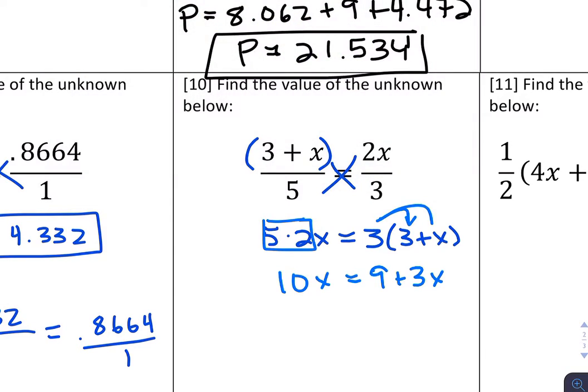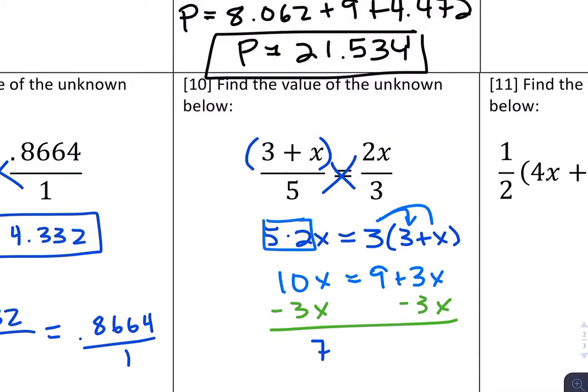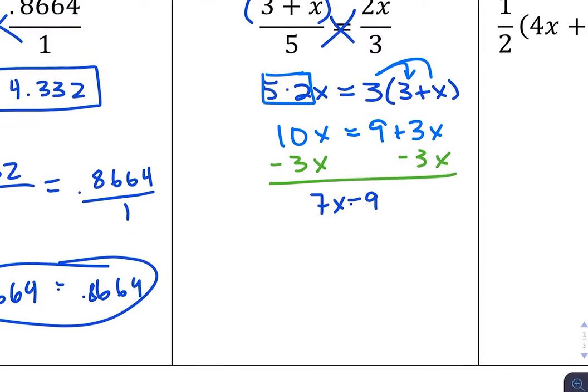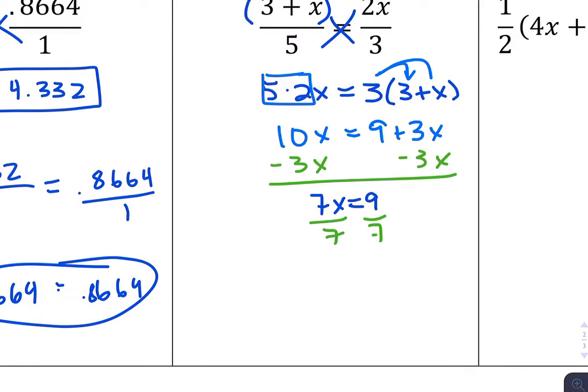Now we're definitely back into like Algebra 1 solving. We need to get the x's to one side, so let's subtract 3x. So we'll have 7x is equal to 9. Final step, let's divide by 7. And so x is going to be equal to 9 over 7.